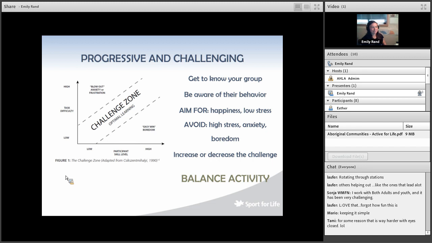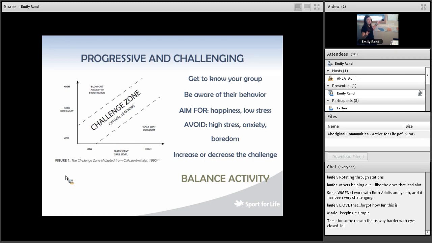Hopefully everyone had a bit of fun there and got moving a bit. But that really shows some of the different options of ways that we can make it progressive or more challenging. So if we're working with older adults or someone with mobility issues, it might be best just to start with the first option. Other things we can do, go by a wall. So we can do that on one foot. We could close our eyes. We can do all those progressions.